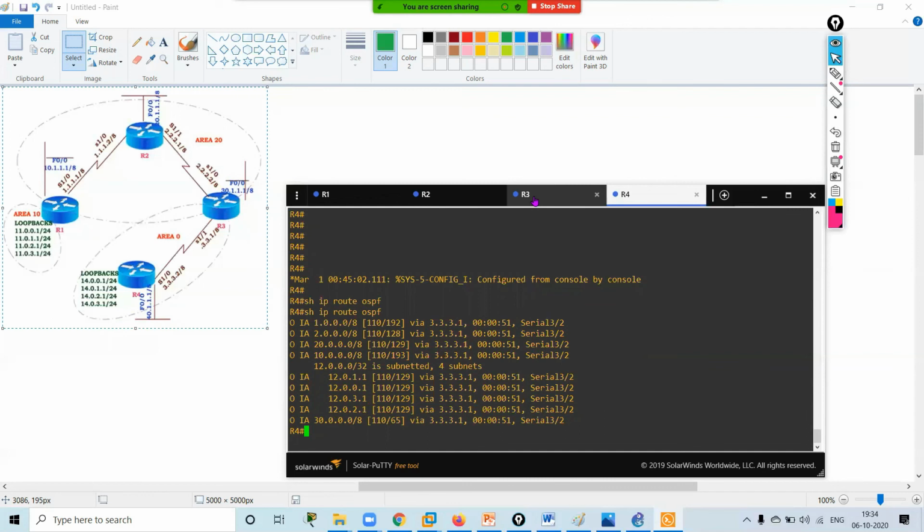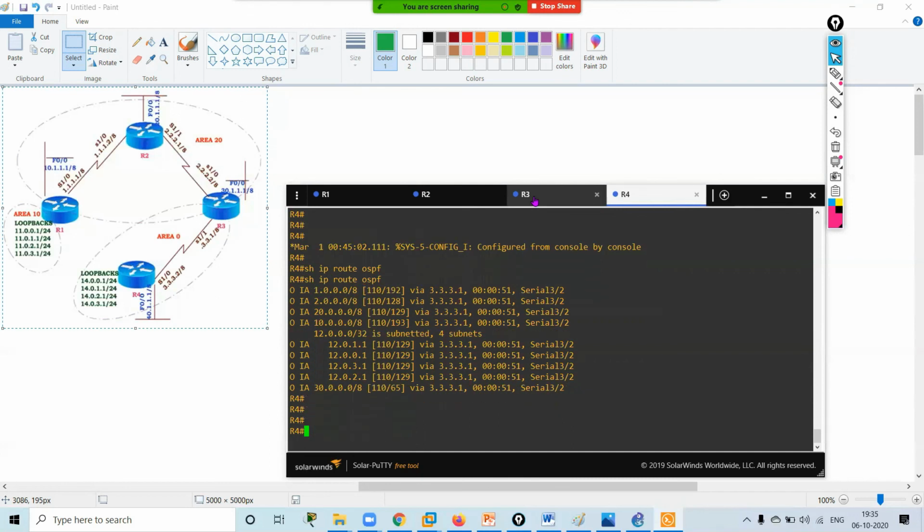Why is it not there? Because it belongs to area 10 and which is not directly connected to area 0. So in order to make sure that the loopback of R1 router, that is 11 dot network 11.0.0.0 route, should be seen on all the other routers, we need to configure a virtual link which allows area 10 to connect to area 0 virtually, over area 20, the virtual area.